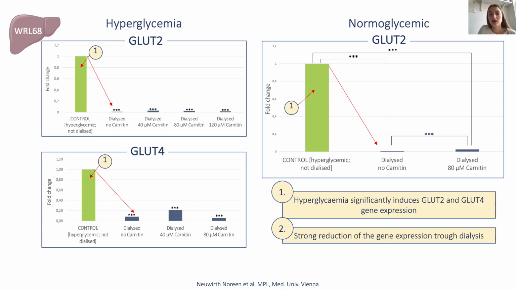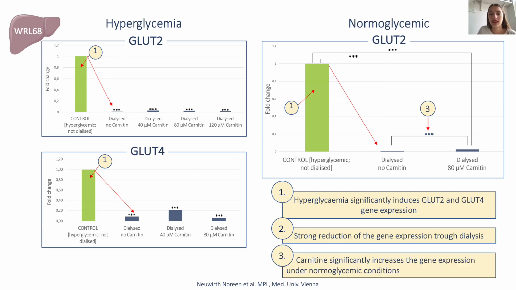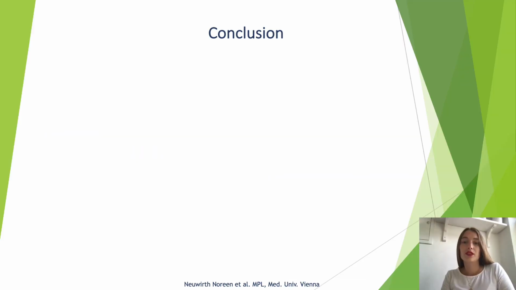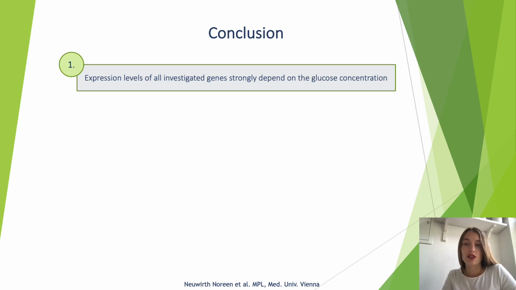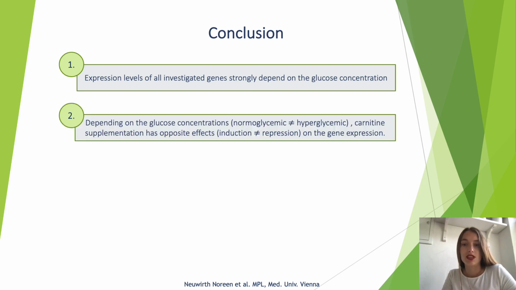Taking a closer look to GLUT2 expression under normal glycemic conditions, we see that carnitine is able to induce the gene expression significantly. We conclude that carnitine modulates the transcription levels of all investigated genes, which again emphasizes its function as nutrigenomic factor. Firstly, we observe that the gene expression rates strongly depend on the glucose levels in the cells. Furthermore, we have seen that the carnitine supplementation had opposite effects on the gene expression depending on the glucose concentrations.